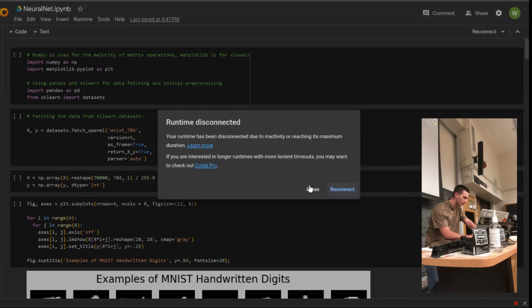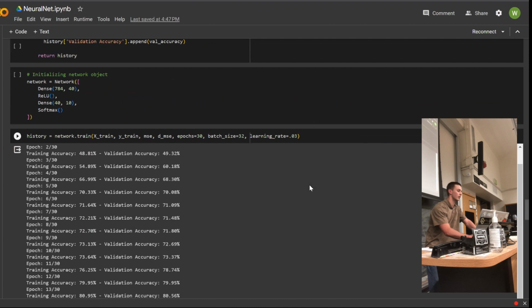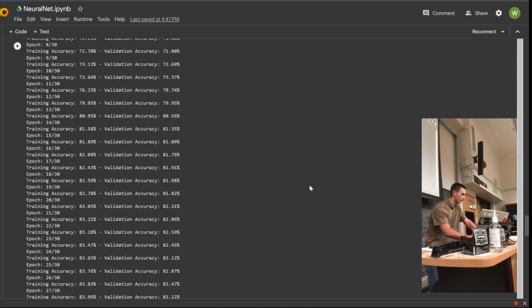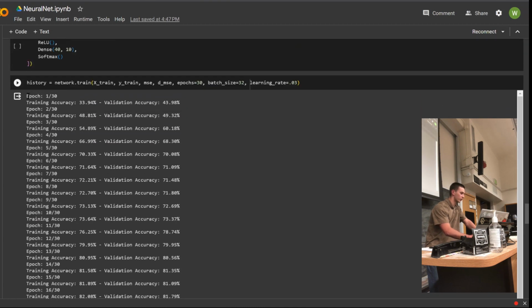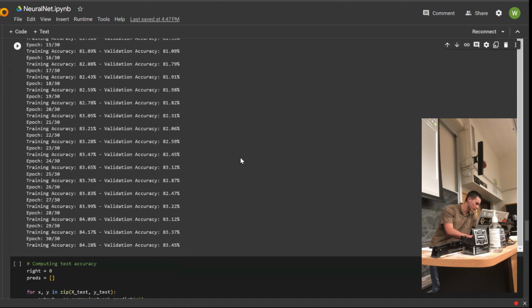I ran it over here. This is the source code. Again, this is going to be up on GitHub. But so this is what that verbose variable was doing. It's printing the training accuracy and validation accuracy on each epoch. So after 30 epochs, we were able to get to about 85% prediction accuracy, which is pretty good. Like I said, there's room for improvement.